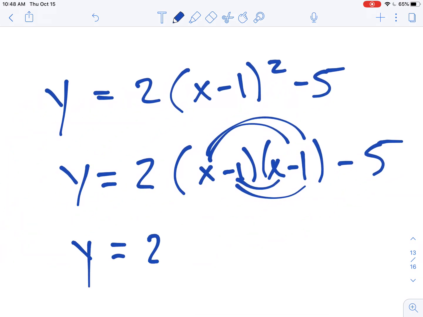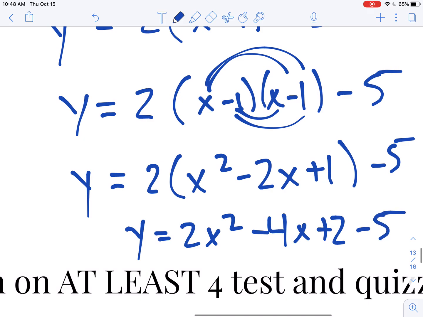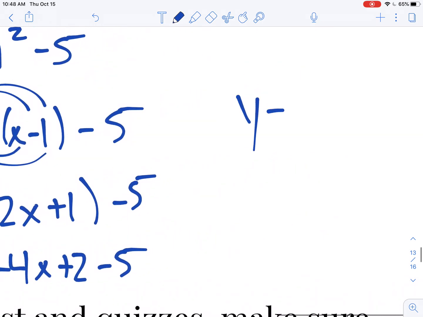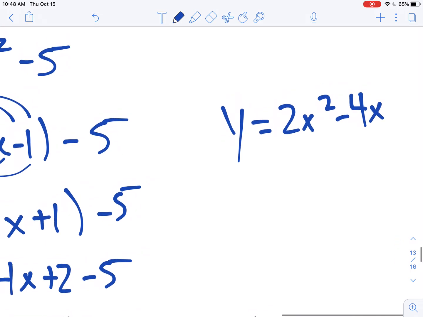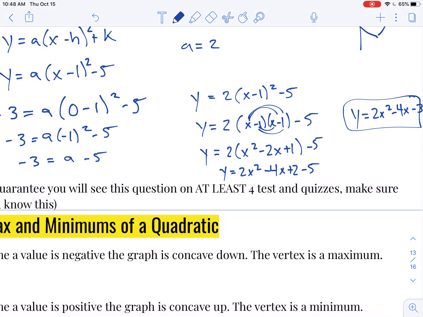So y is equal to 2 times x squared minus 2x plus 1 minus 5. y is equal to 2x squared minus 4x plus 2 minus 5. And then y is equal to 2x squared minus 4x minus 3. I can do some quick mental checks for myself here to see if this matches up.